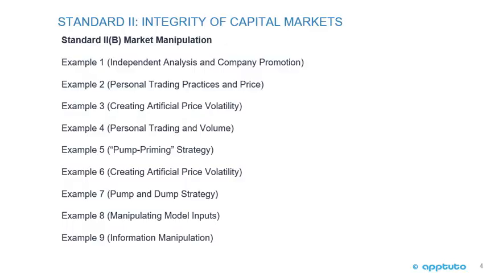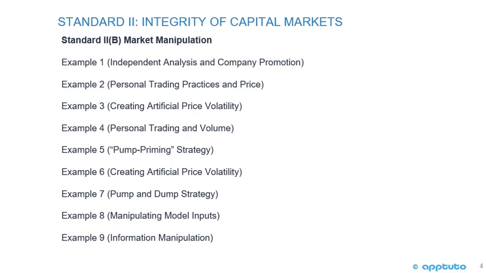Standard 2B, Market Manipulation. For application of the standard, there's 9 examples in the text, and in the interest of time, we won't go through every example in detail. I'll just list the examples here that I encourage candidates to go and look into the curriculum and read further on the examples. So example 1 is independent analysis and company promotion. So there's a scenario of some activities, and then there's always the comment about how that activity violated Standard 2B, market manipulation. Okay. Example 2 is with regards to personal trading practices and price.